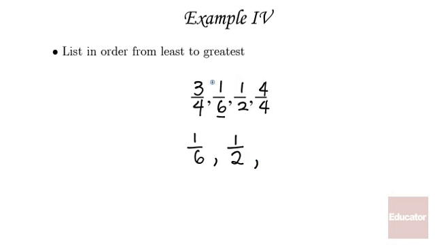Then 3/4 is going to be the next smallest, because if you eat 3 out of 4 slices, you still have some cake left over, right? Whereas if you eat 4 out of 4 slices, then you ate the whole cake. So the next fraction is going to be 3/4. And then the greatest fraction is going to be 4 out of 4.